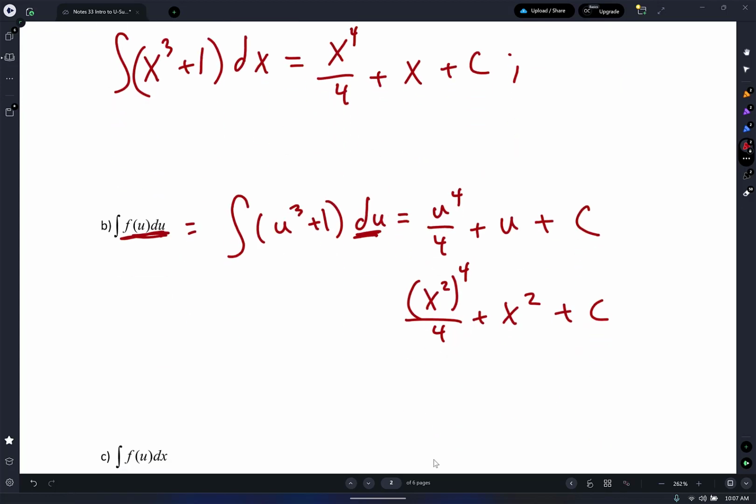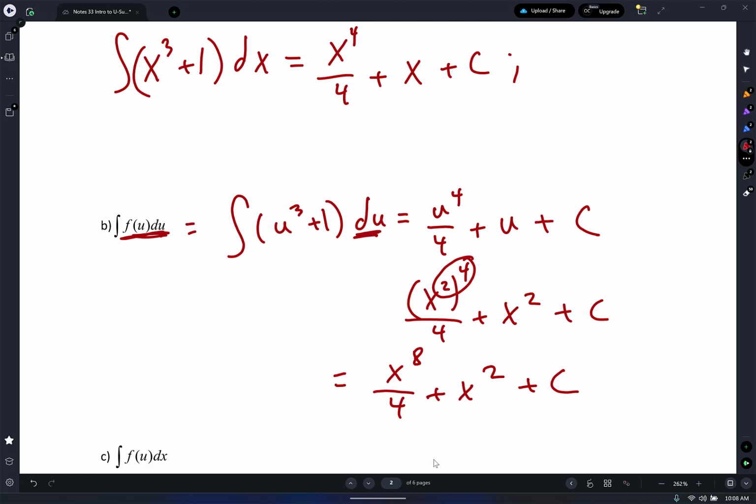So my final answer is x to the 8th over 4 plus x squared plus c. Yeah, an exponent raised to an exponent, you multiply them. Are we okay so far? Nothing crazy, right?